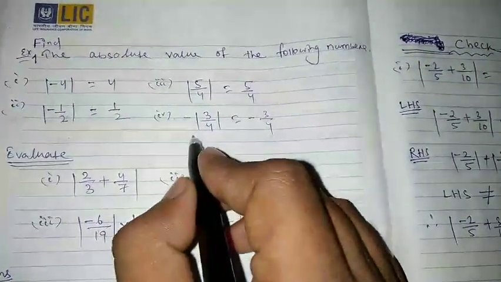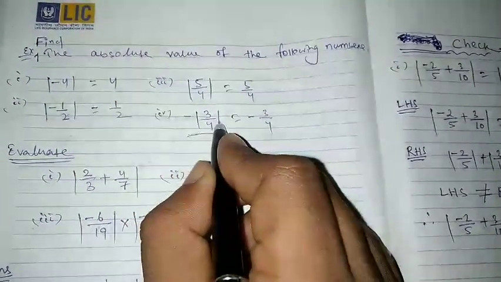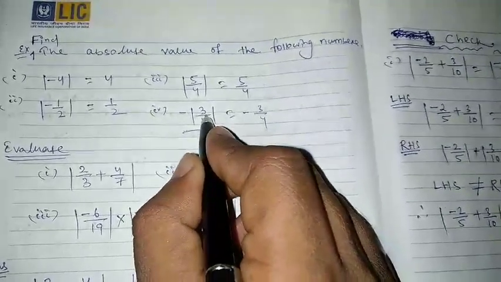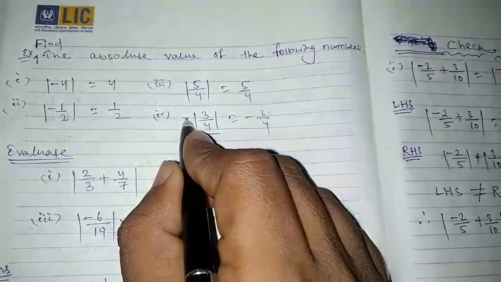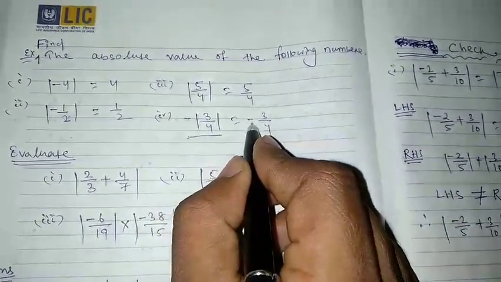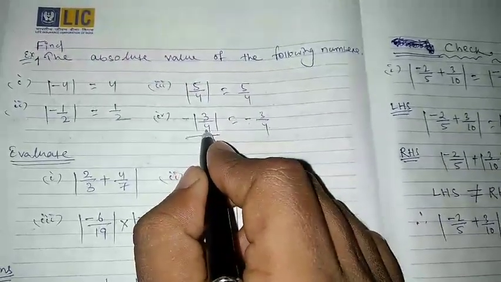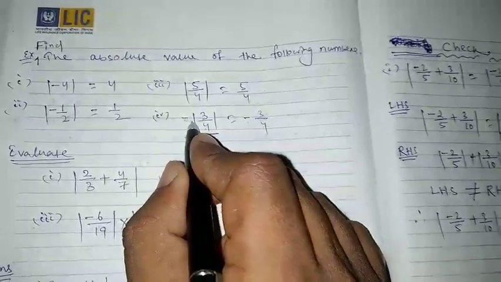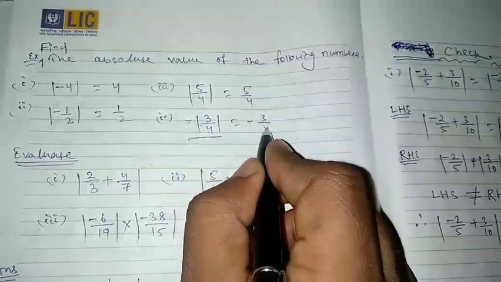But in this case, look at here. The negative sign is outside the absolute value. First we have to find out the absolute value of 3 by 4. That is 3 by 4. But the negative sign is outside the absolute value. So we should put the negative sign. So it is -3 by 4. Understood? Here the absolute value of 3 by 4 is 3 by 4. But this minus sign is outside from that absolute value. So we should write -3 by 4. Understood?